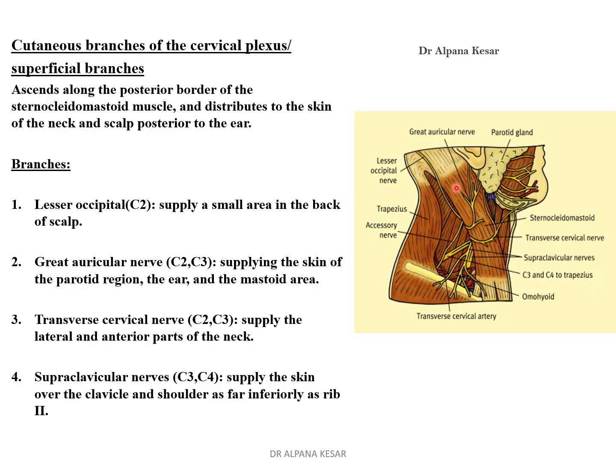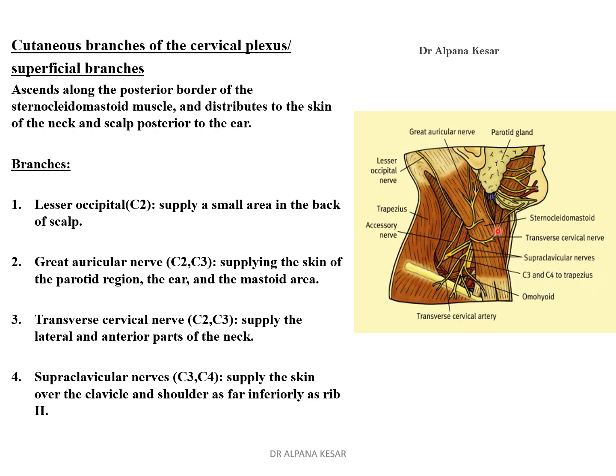It has a root value C2, that is, its fibers are derived from the second cervical spinal nerve. It supplies a small area of skin in the back of the scalp, just behind the ears. Great auricular nerve, which is this, has a root value of C2 and C3, and it supplies the skin of the parotid region, ear, and the mastoid area.